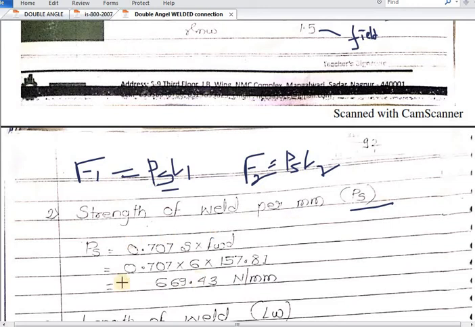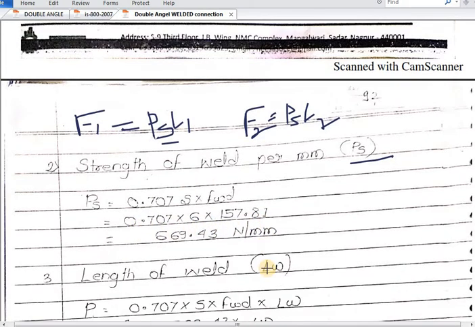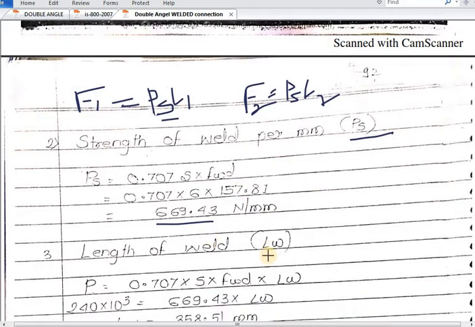So how to calculate this? Ps is equal to 0.707 S into fwd. We have just calculated fwd, so 0.707 into S, which we have assumed as 6, into 157.81. It is a simple multiplication, and the answer comes to be 669.14 Newton per mm, because it is per mm.